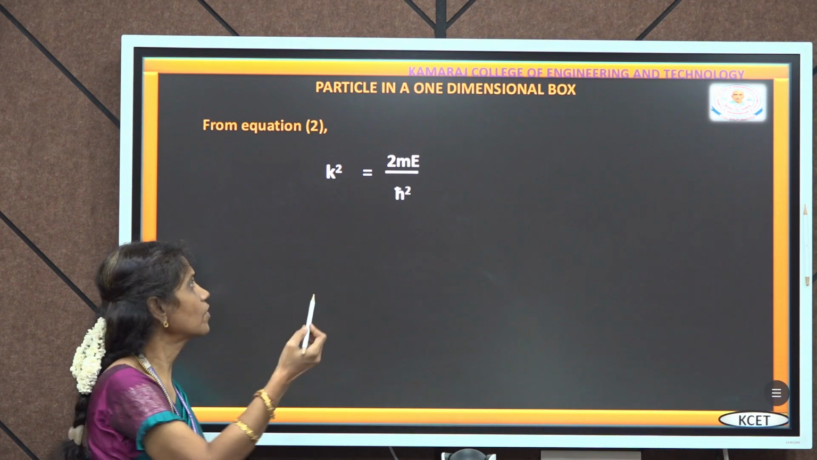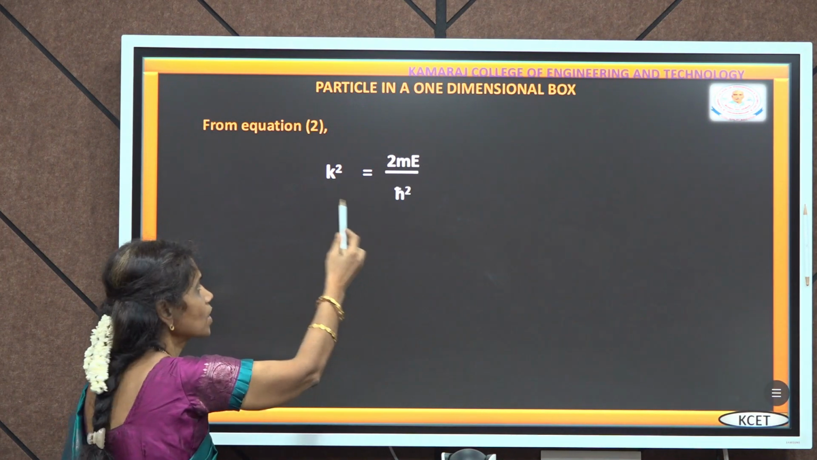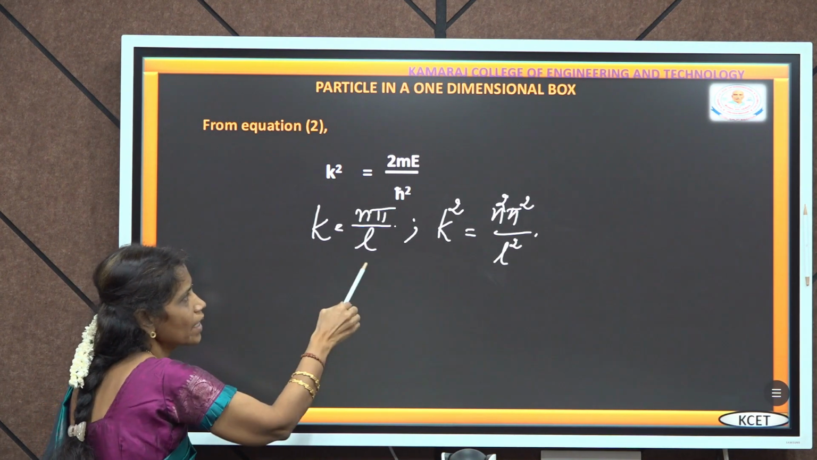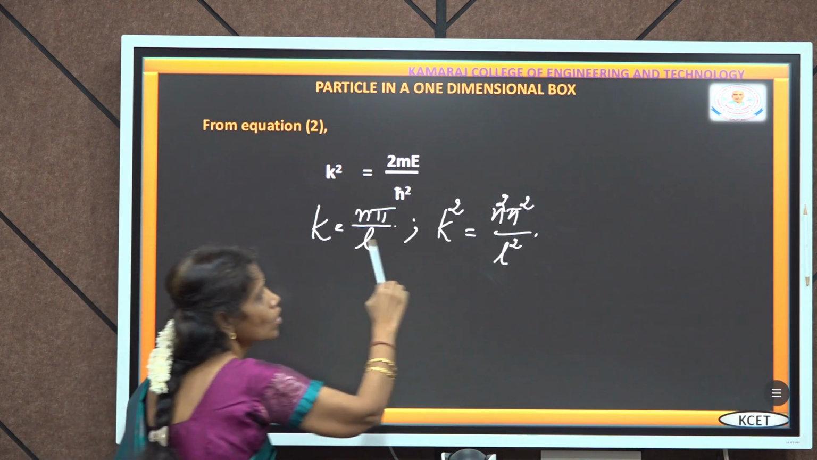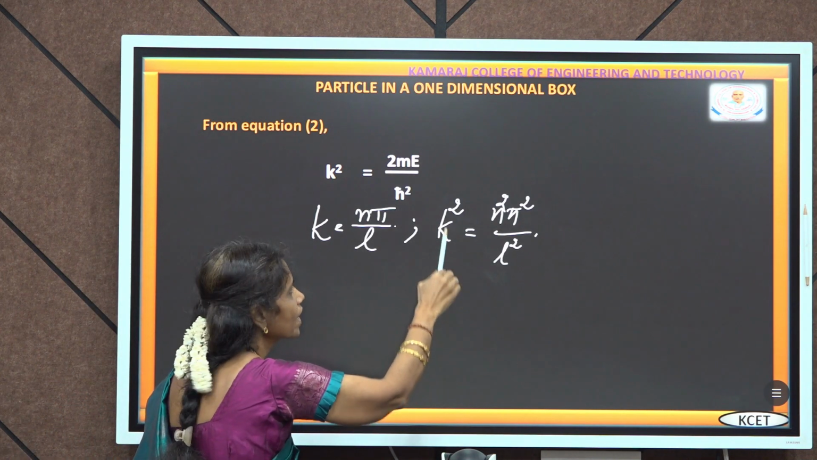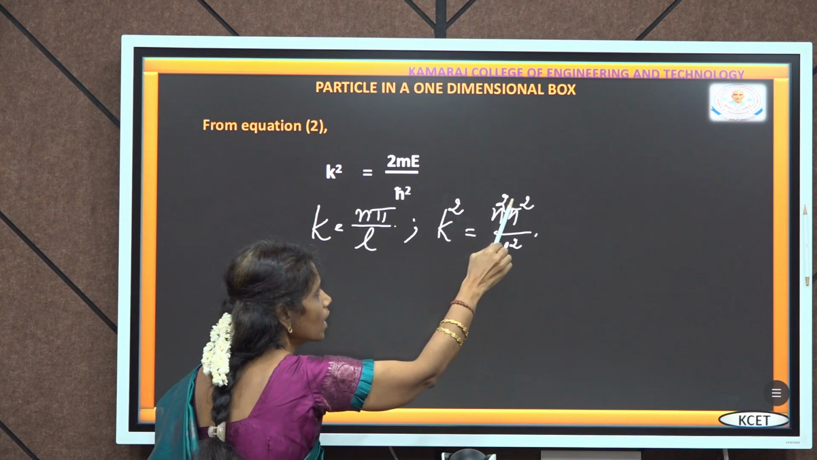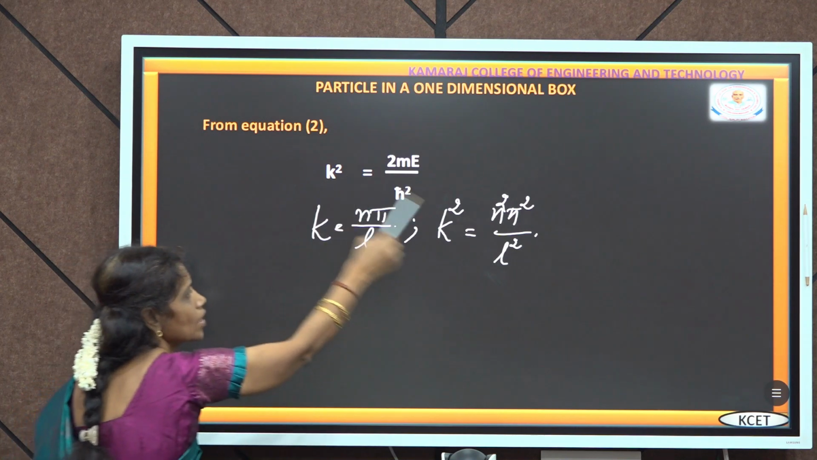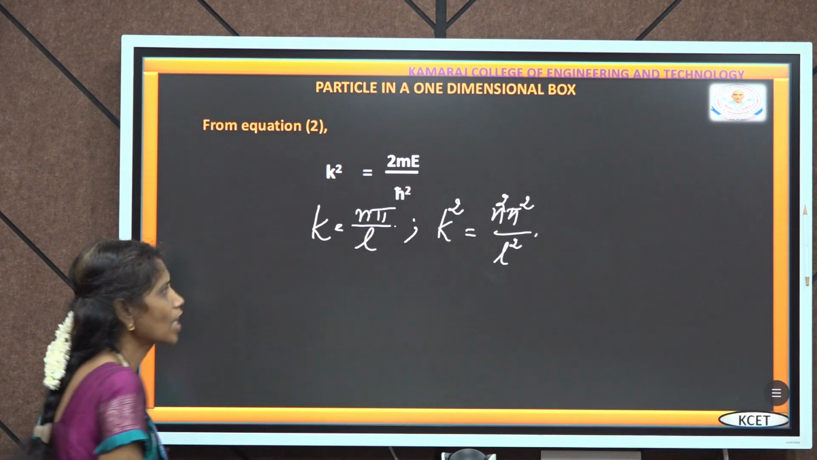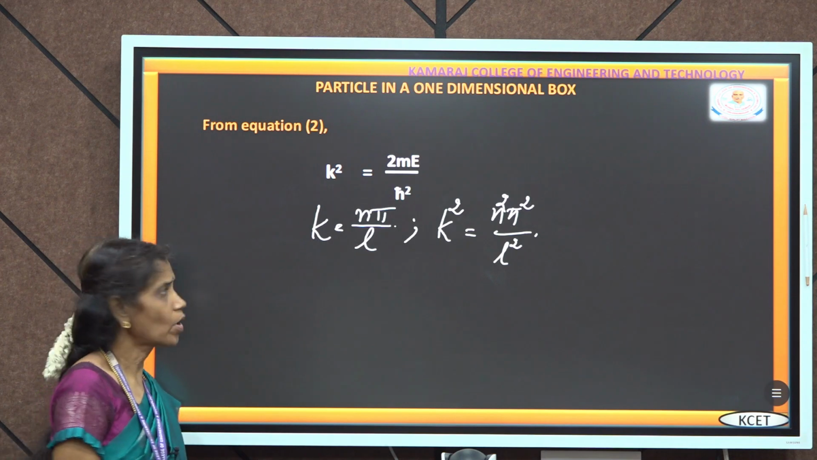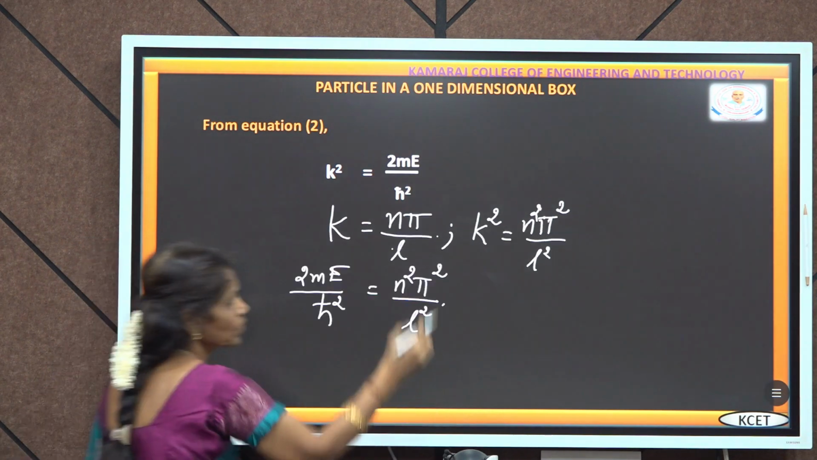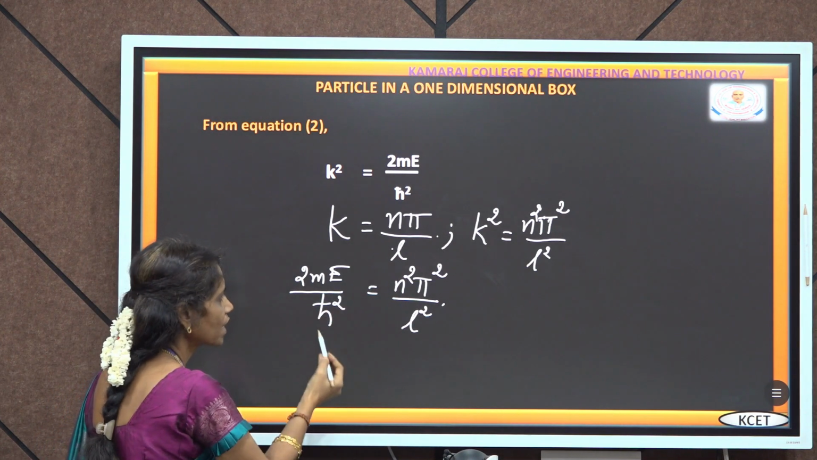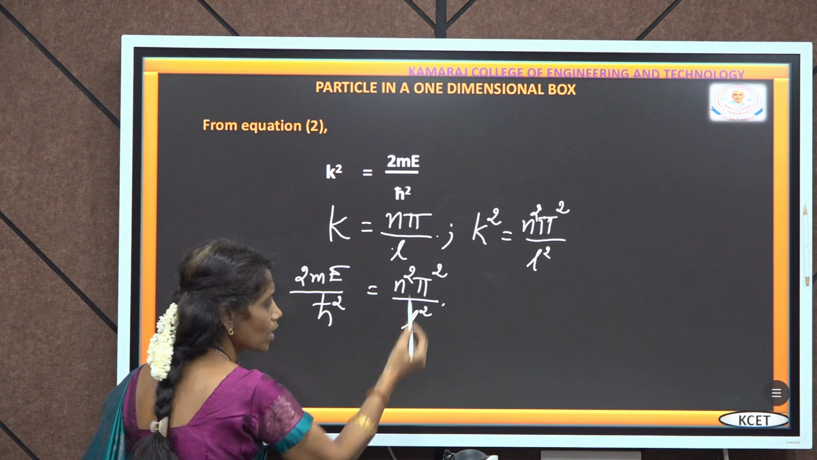Already we have derived the K square value. The K value just now we have derived, K is equal to n pi by L. This K is squared on both sides. Then we get K square is equal to n square pi square by L square. These two equations represent the same K square value. So, I am equating these two equations. Equating these two equations, we write 2mE by h cross square is equal to n square pi square by L square.